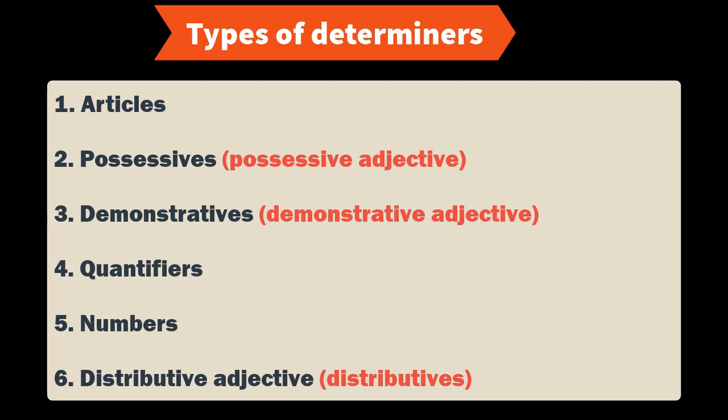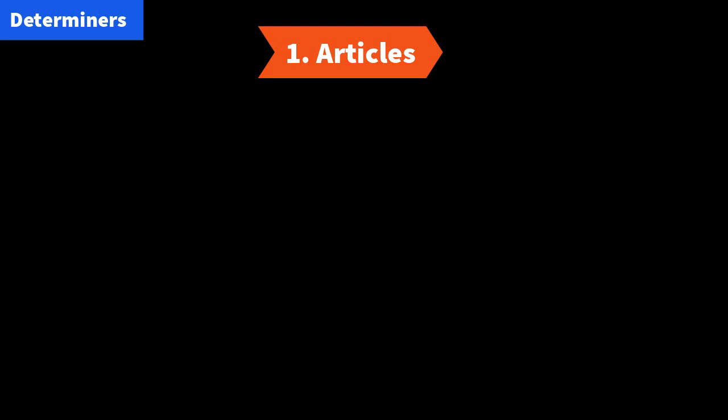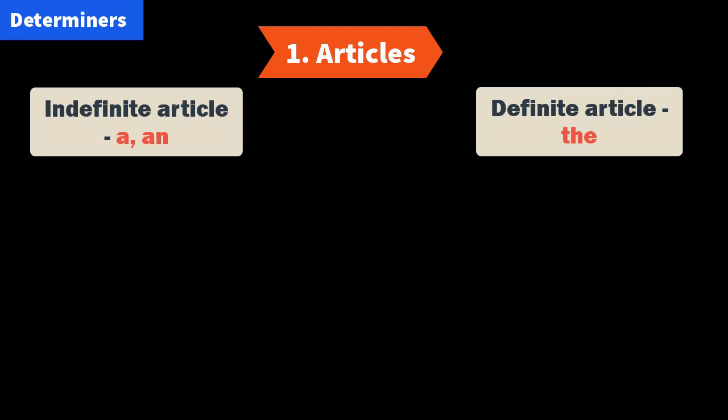Now let's look at all these different types of determiners one by one. We'll start with articles first. Guys, articles are the most common type of determiners we have in English. The most common, the most used. Now we have two types of articles: indefinite article and definite article. Indefinite article includes a and an, right? And the definite article is the.